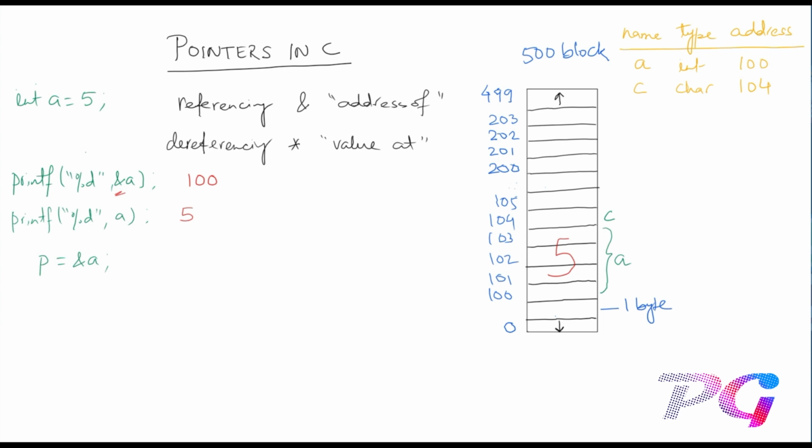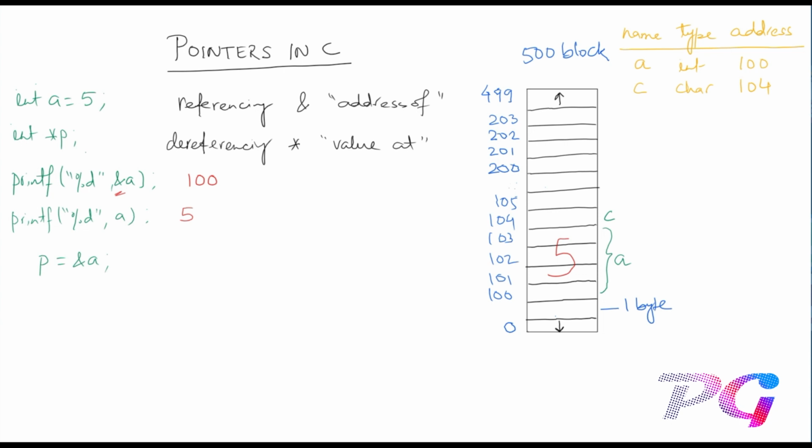But wait, we need to declare p. So now p is not an ordinary variable. It must be declared as a pointer because it is storing the address of a variable. So a pointer is always declared with the asterisk symbol. So we declare p as int asterisk p. It means p is a pointer variable which stores the address of some other variable. By writing int before pointer p, we are telling the compiler that p is a pointer to an integer variable.